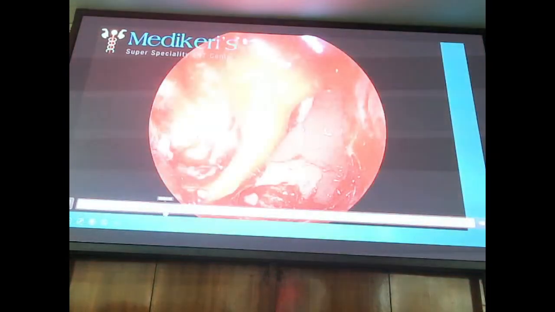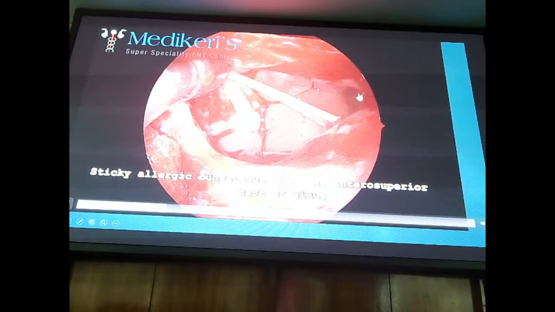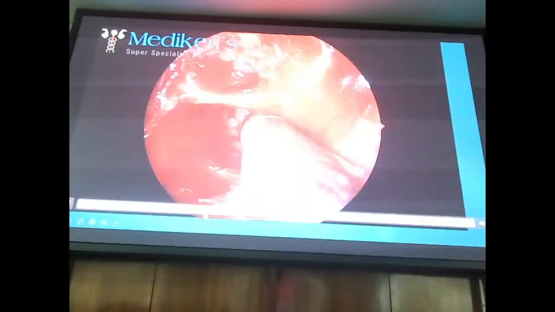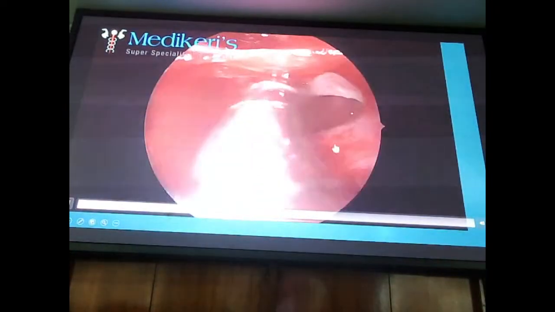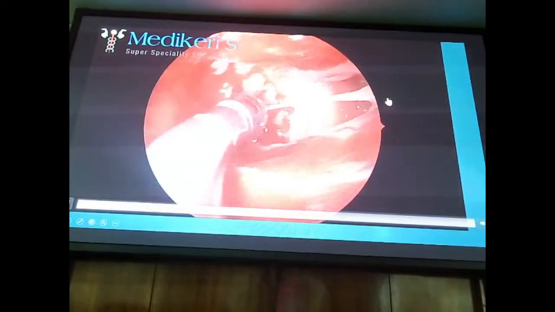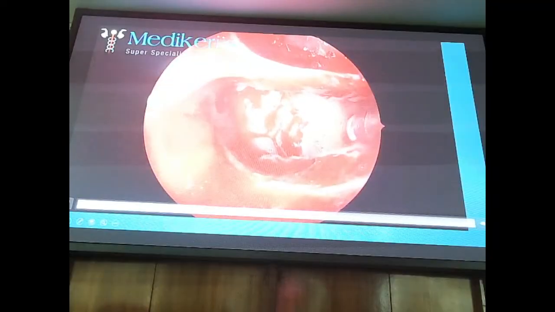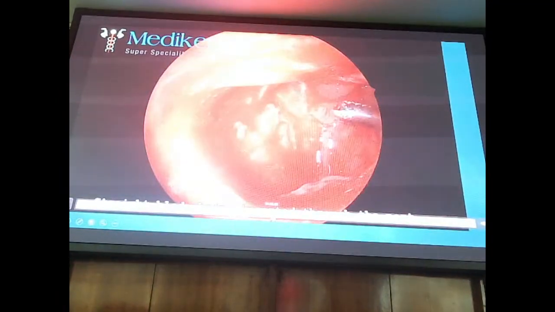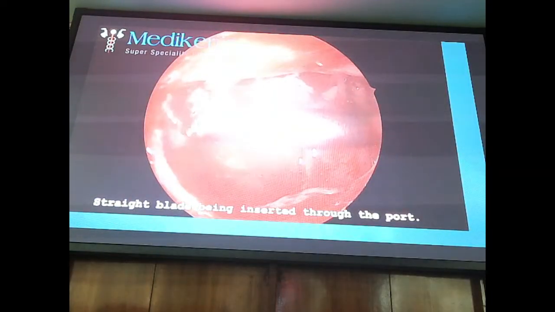So this patient has allergic mucin all the way anterior, you can see, but we are not able to take it out. No matter what we do, we are not able to take it out. So then we resort to doing, you can see that fungal mucin there. And this is a revision case, so we are forced to clear it out completely. So we just do a sublabial canine fossa approach, and that helps you reach this area absolutely well.